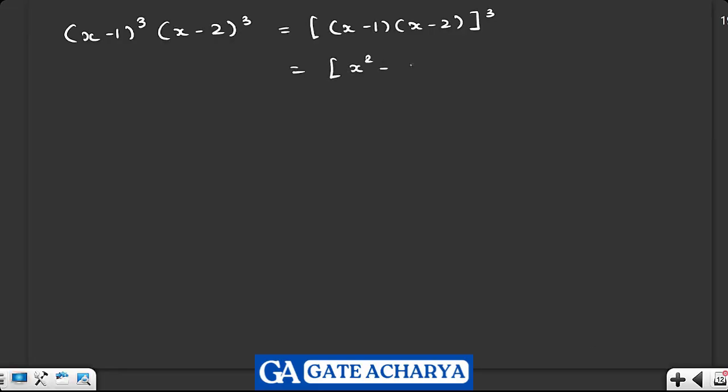So what is that? (x minus 1) the whole cube into (x minus 2) the whole cube. Some people may think, why can't I do it like this: (x minus 1) into (x minus 2), and take the cube as common? If I take that, (x minus 1) into (x minus 2) technically works out as (x square minus 3x plus 2) the whole cube.